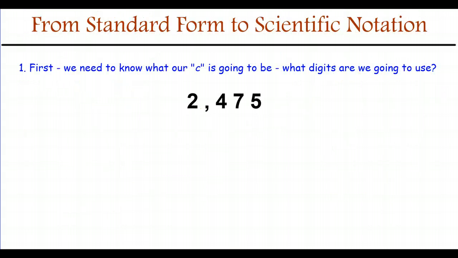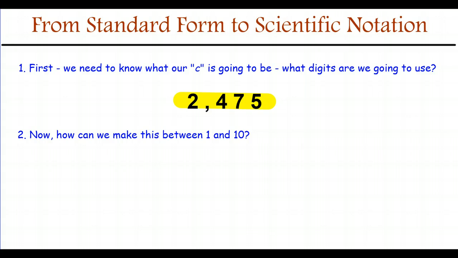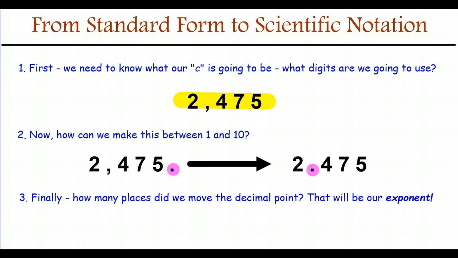First, we need to figure out what our C is going to be. And we start that by thinking, what digits are we going to use? What ones do we need? Well, in this case, 2,475, we need all 4 digits. So once we decide we need all 4 digits, now we think, how can we make this number between 1 and 10? 2,475 is not between 1 and 10, but 2.475, using the same digits in the same order, is between 1 and 10. So now we need to figure out how to make 2,475 into 2 and 475 thousandths.